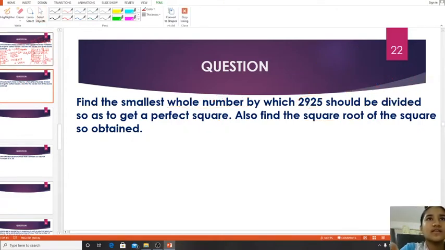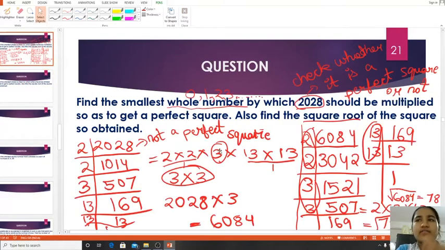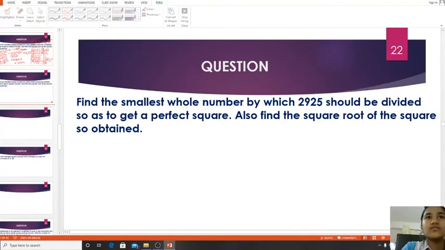The next question says, find the smallest whole number by which 2025 should be divided so as to get a perfect square. So in this case we have to divide it, not multiply. So what are we going to do? Just as before, if it was asked to be divided, we would have removed the 3 so that the other two numbers are in pair, right? So we have to divide by the number which is not in a pair. Let's check it using the prime factorization method.